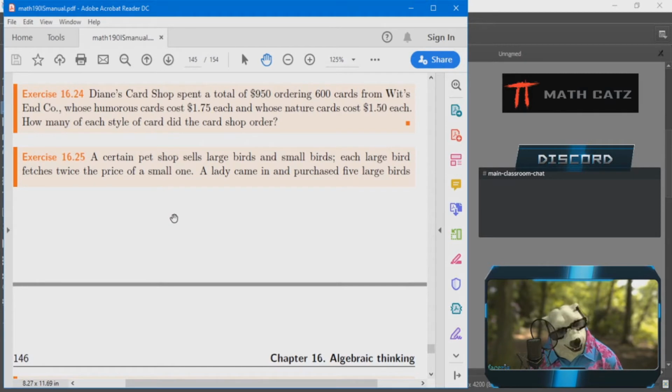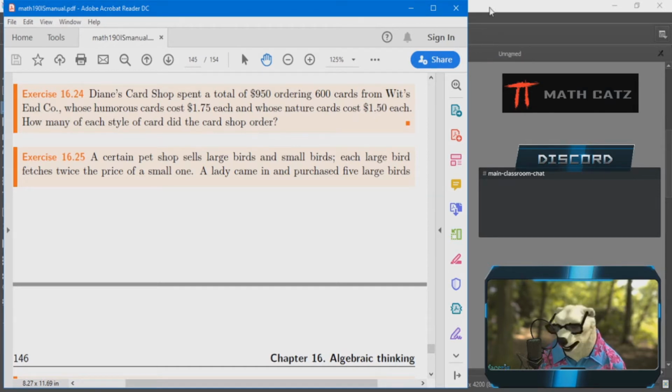Next one, 1624. Diane's card shop spent a total of $950 ordering 600 cards from Wits End Company, whose humorous cards cost $1.75 each, and whose nature cards cost $1.50 each. How many cards of each style of card did the card shop order?